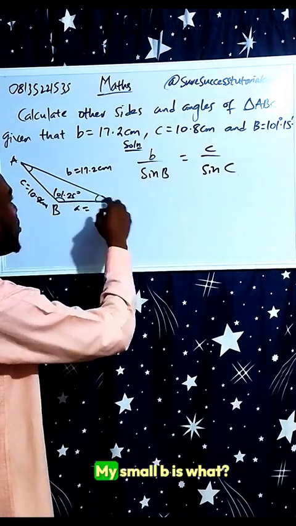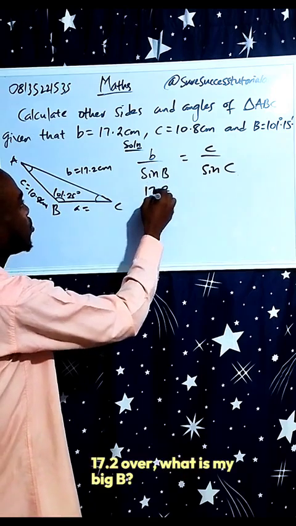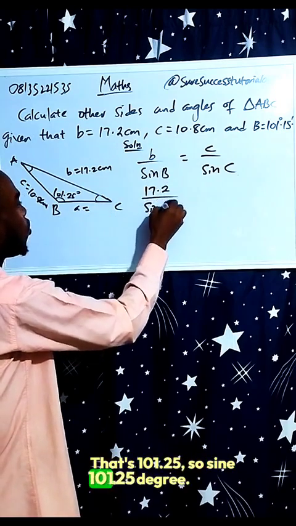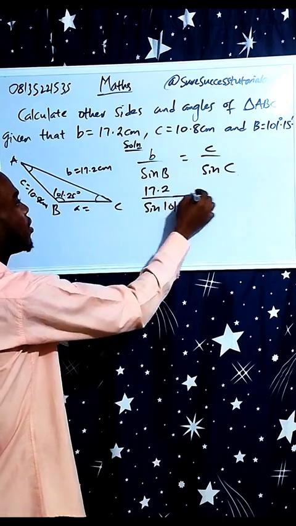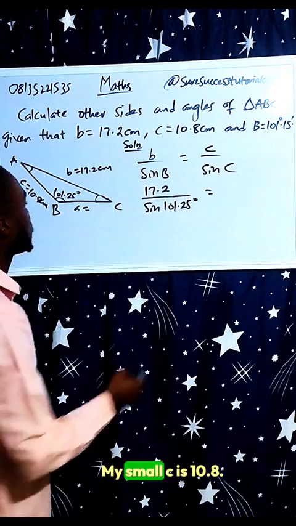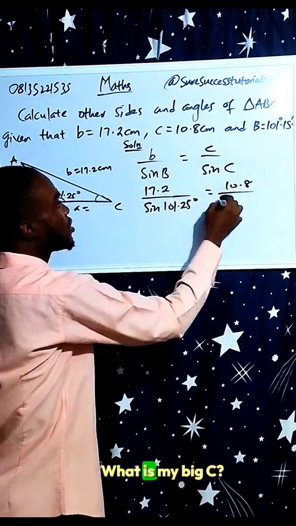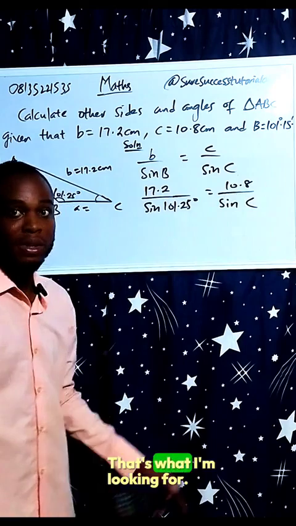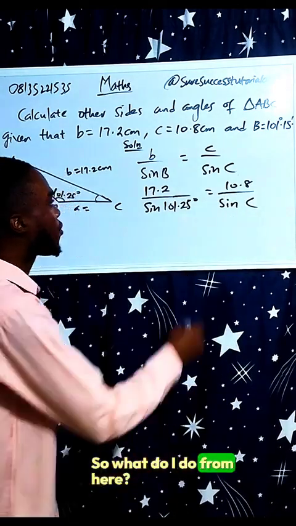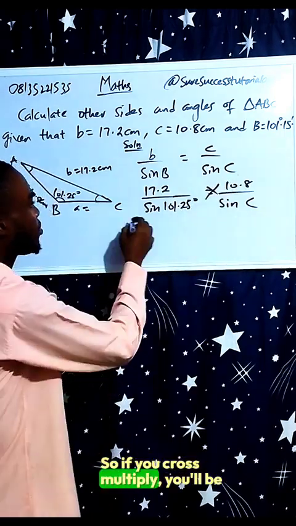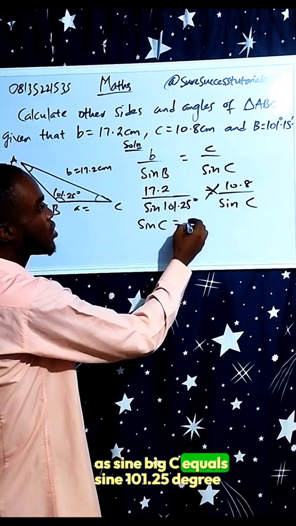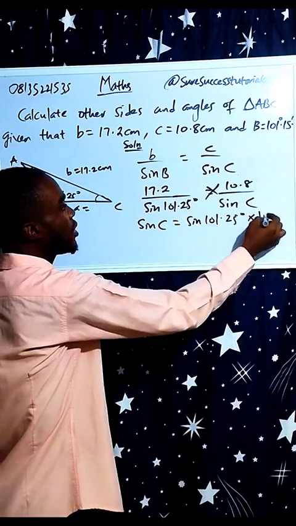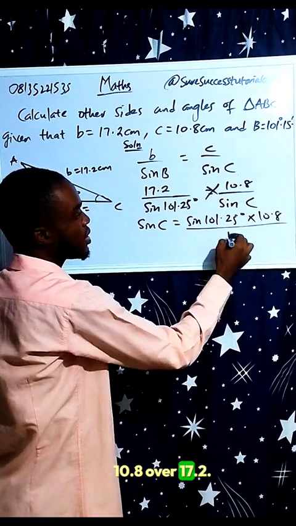So what is my small b? My small b is 17.2 over my big B, that's sine 101.25 degrees, equals small c, which is 10.8, over sine big C. What is my big C? I don't know. That's what I'm looking for. So what do I do from here? Cross multiply. Sine big C equals sine 101.25 degrees times 10.8 over 17.2.